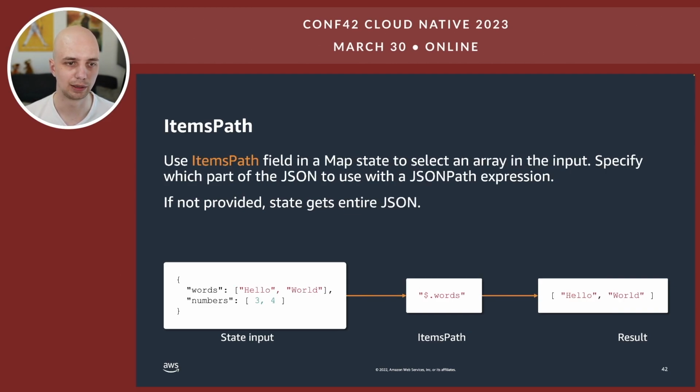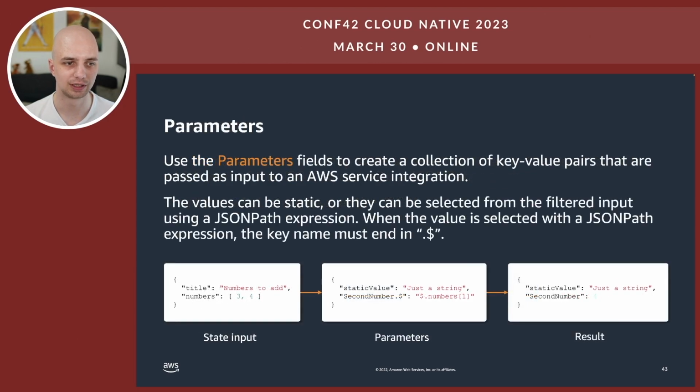Then we have the items path. That's a field in the map state, which allows you to select an array in the input. So here we select words as an example. Then we have parameters. The parameters field creates again the collection of key value pairs that's passed as an input to the service integration. So for example, we can add static values here, like just a string, or we select the first or the second number from an array as an example.